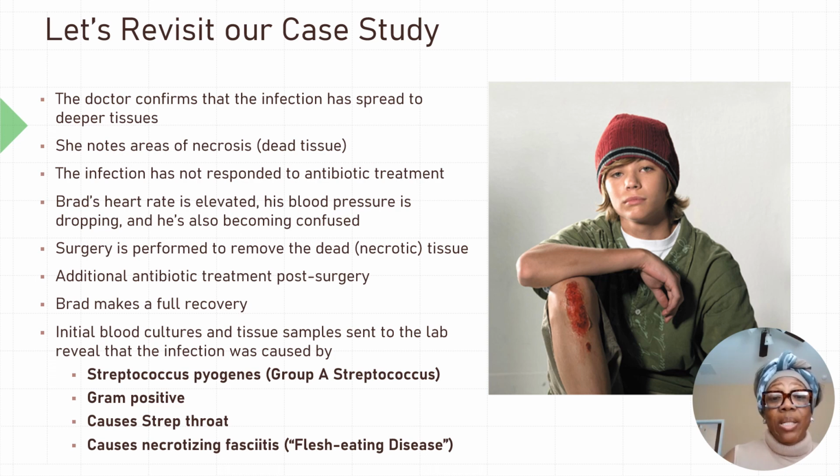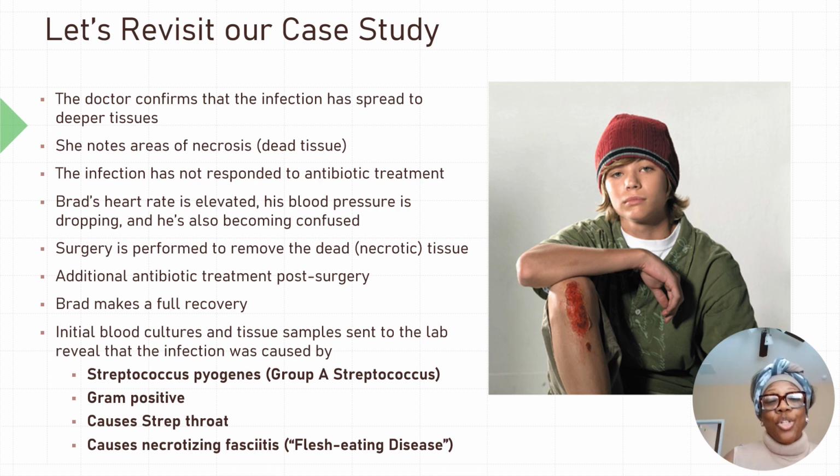Brad's heart rate is elevated, his blood pressure is dropping, and he's becoming quite confused. So now surgery is performed to remove this dead tissue, this necrotic tissue. After they've surgically removed the necrotic tissue, additional antibiotic treatment is given to this young man post surgery, and it is given through an IV, so intravenously. Once all that's done, now Brad makes a full recovery. So if you remember at the beginning, we took blood cultures and sent those to the lab to be tested. But additionally, this dead tissue that was surgically excised was also sent to the lab to be tested.